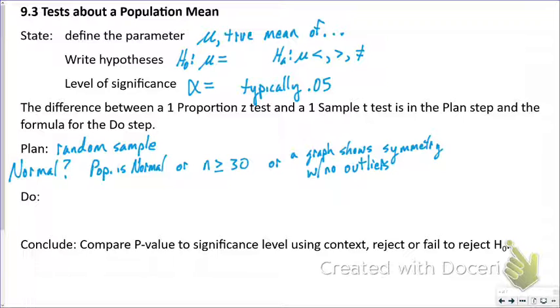On the do step, we need to write down what x bar is. What is S? You probably wrote down what the sample size was up in the plan step, but if you didn't, write it down. Write down degrees of freedom, and it is still n minus 1, so whatever that comes to. And then lastly, the name of the test or the formula of the test.